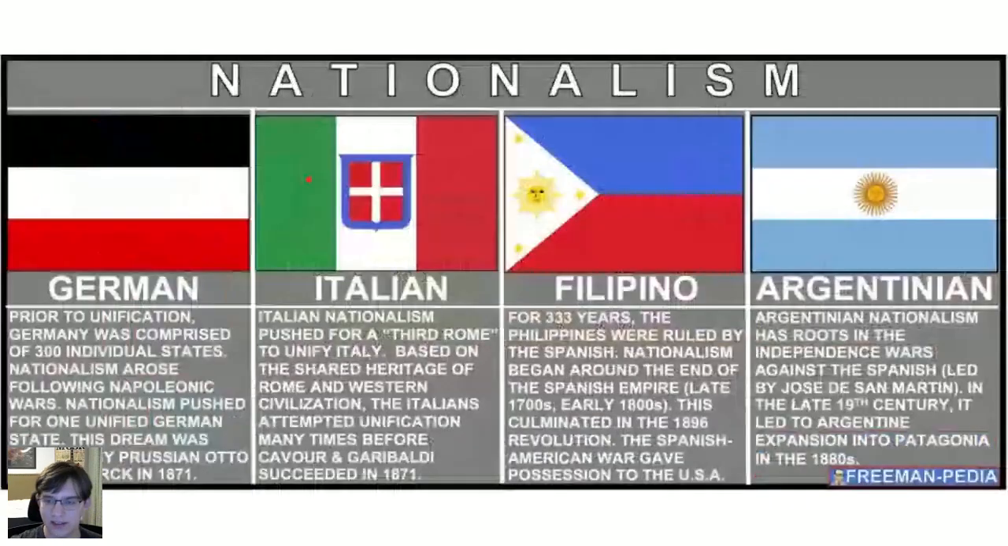All right, so the final thing in this key concept is nationalism. So really, I feel like this is kind of not talked about as much, but you see nationalism, and the two I'm really going to talk about are Germany and Italy. The only reason I have Filipino and Argentinian is because I didn't want to cut off the word nationalism. Because, oh yeah, another ism.